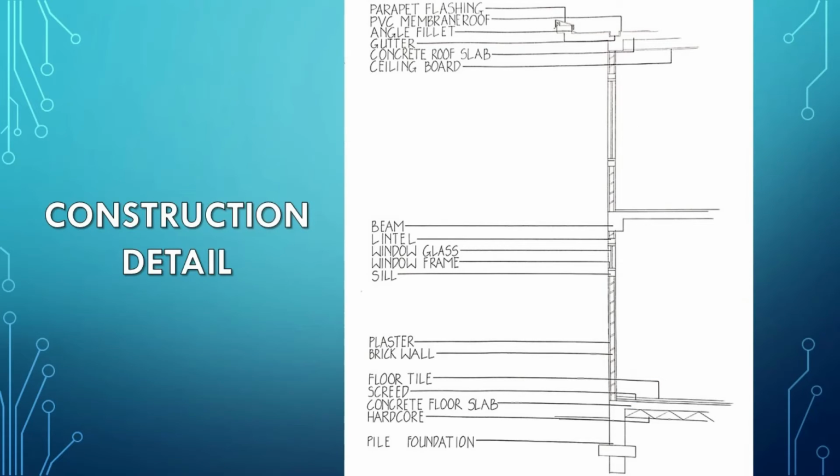Next, the construction details. For the foundation, I would like to use pile foundation because the site has weak soil conditions. For the floor, I would like to use a concrete floor slab finished with marble tile. For the wall, I would like to use brick wall finished with plaster. Lastly, for the roof, I would like to use a concrete roof slab finished with PVC membrane roof.